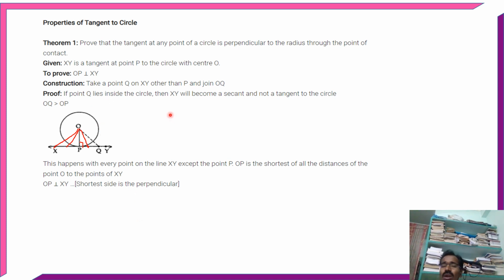By using the inequality of triangles process, we will prove OP is the shortest distance. As we know, from any external point to the line, if it is the shortest distance, it is always perpendicular to the given line. So OP is perpendicular to the tangent XY at the point of contact P. And next, we'll go to the next slide, students.